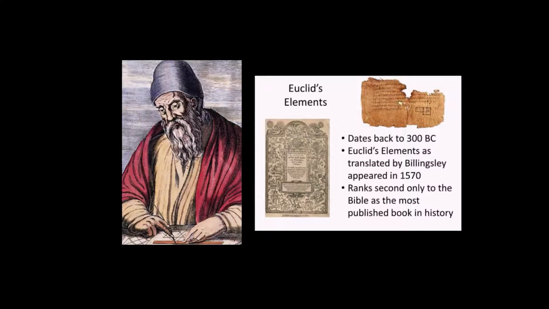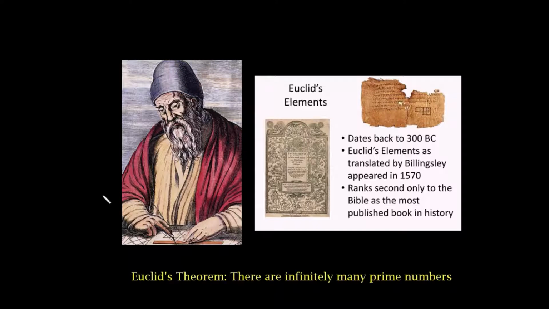The theorem that we're interested in today concerns prime numbers, and it's very easy to state the theorem. Here we see it says there are infinitely many prime numbers. So how would we go about proving a result like that?